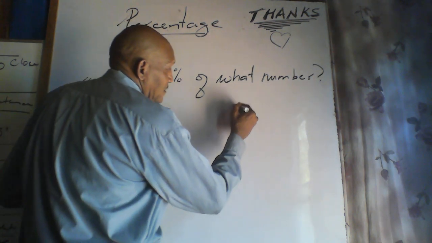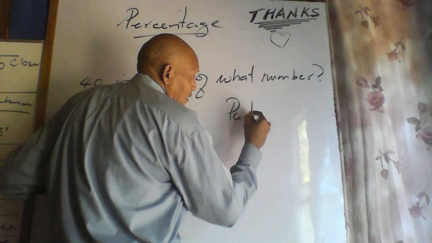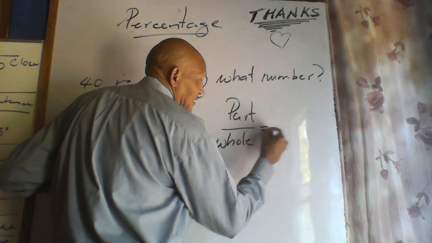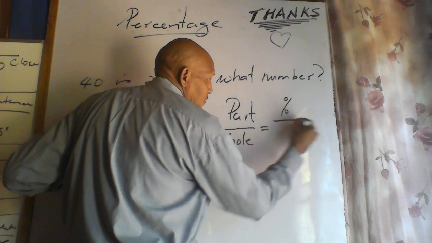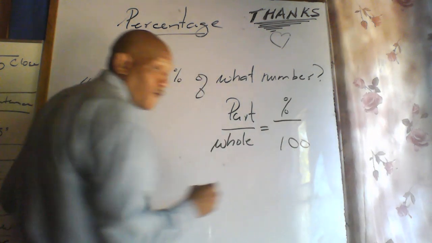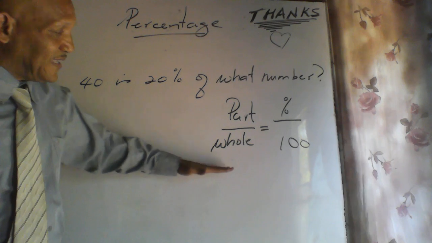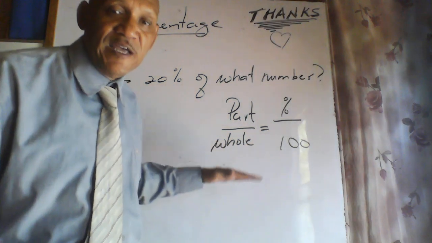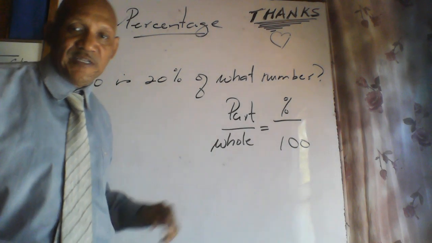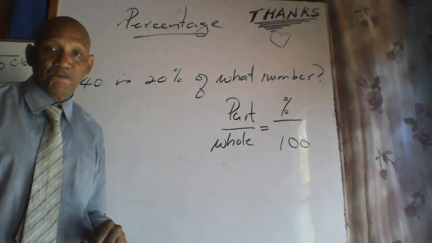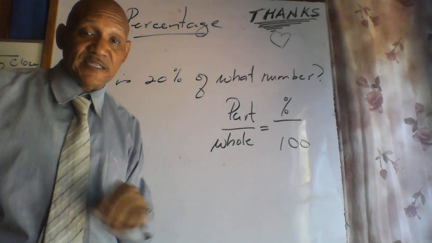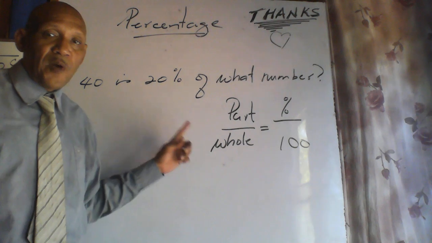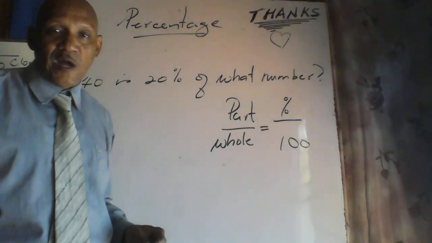It's part over the whole is equal to percent over 100. This is my rule. This is my formula, my proportional formula. This is how I set up something proportionally. It doesn't have to always be percentage, but I apply it to percentage and I get it right every time. Part over the whole is equal to percent over 100.